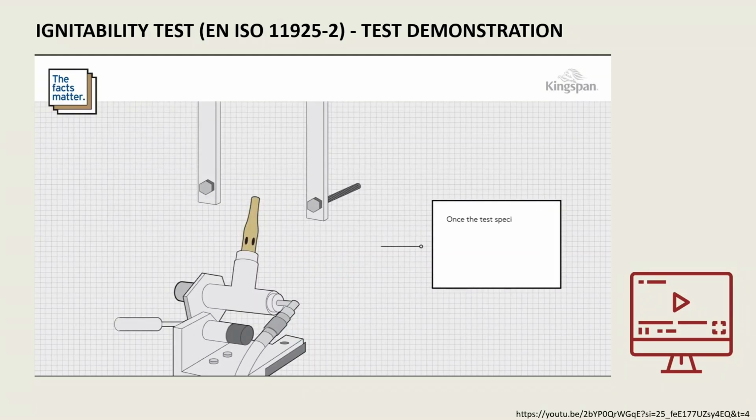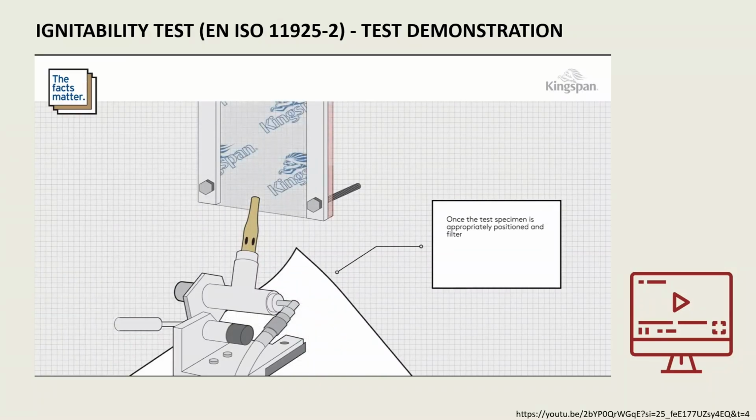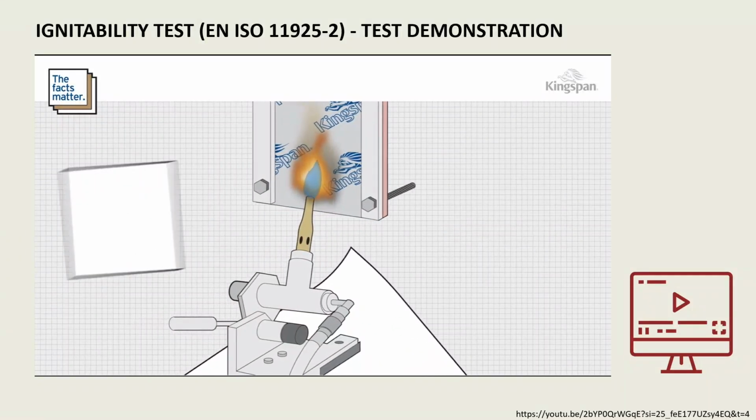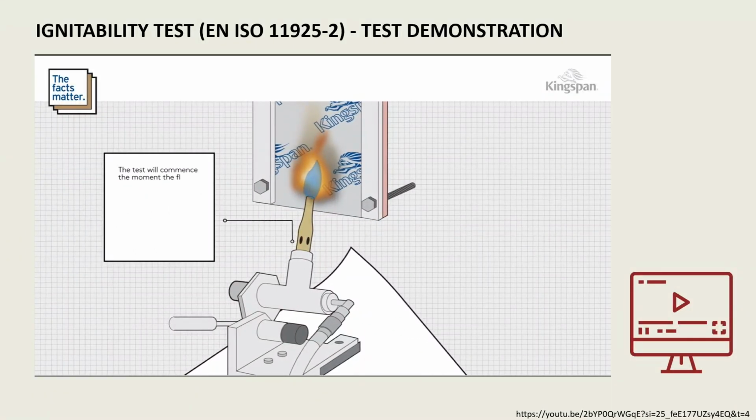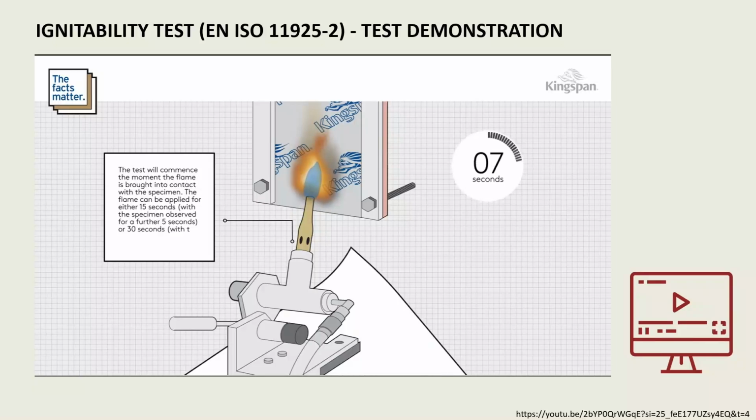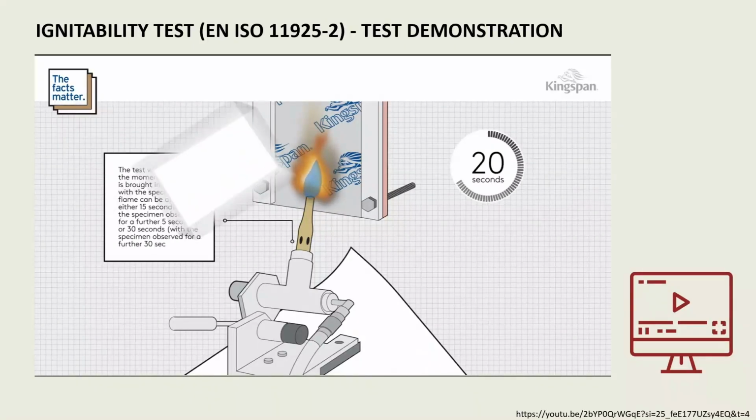Once the test specimen is appropriately positioned and filter paper to collect any flaming droplets or particles during the test has been laid out beneath the specimen, the ignition source will be lit to a flame height of 20mm. The test will commence the moment the flame is brought into contact with the specimen. The flame can be applied for either 15 seconds, with the specimen observed for a further 5 seconds, or 30 seconds, with the specimen observed for a further 30 seconds.